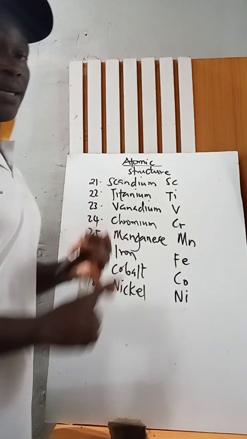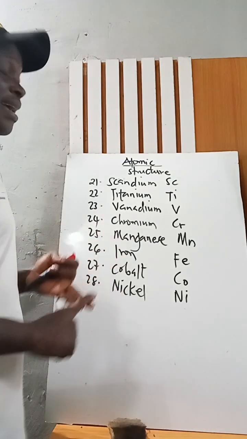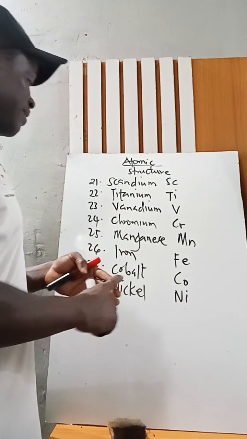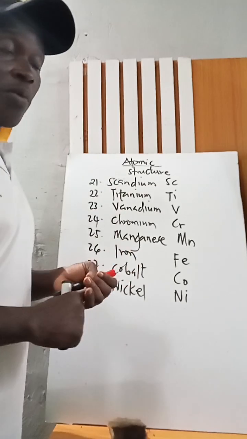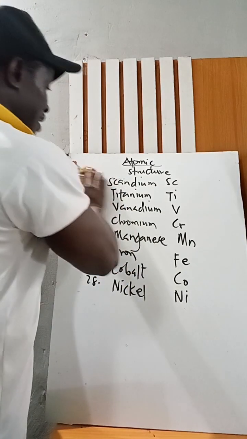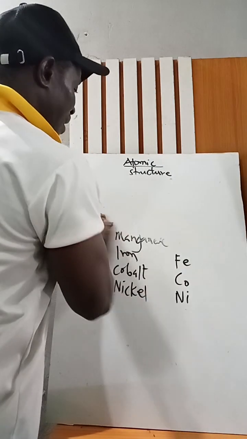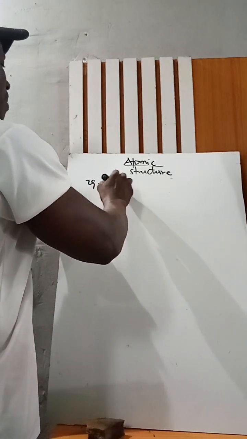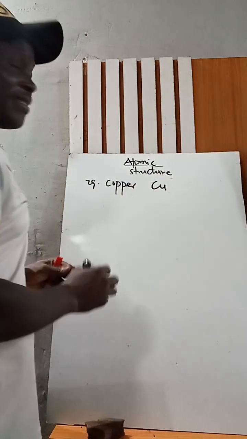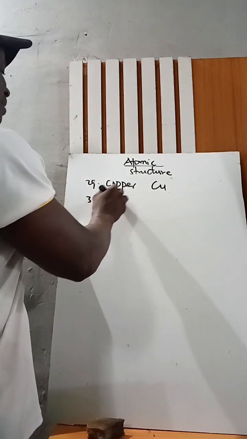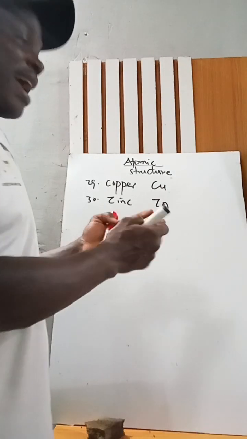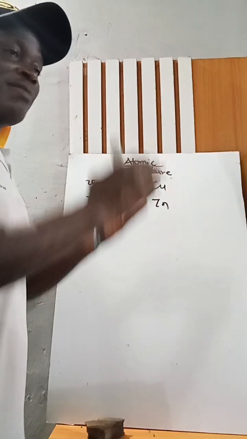All right, so 21 is scandium. 22 is titanium. 23 is vanadium. 24 is chromium. 25 is manganese. 26 is iron. 27 is cobalt. 28 is nickel. Now let's go to 29. Element 29 is copper, and the symbol of copper is Cu. Element 30 is zinc. That's Zn.